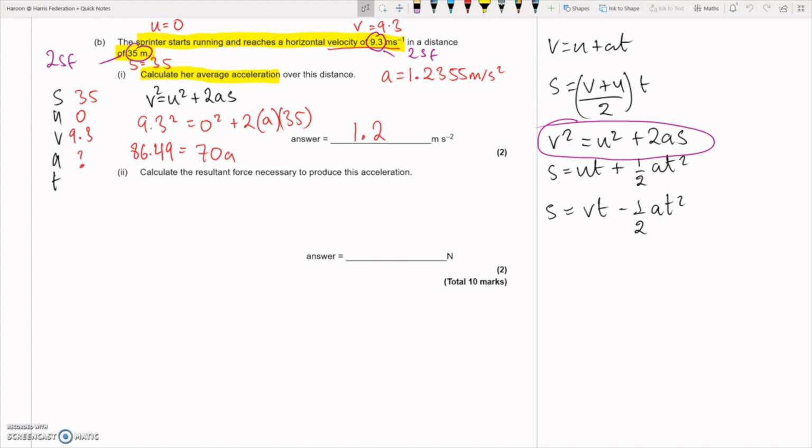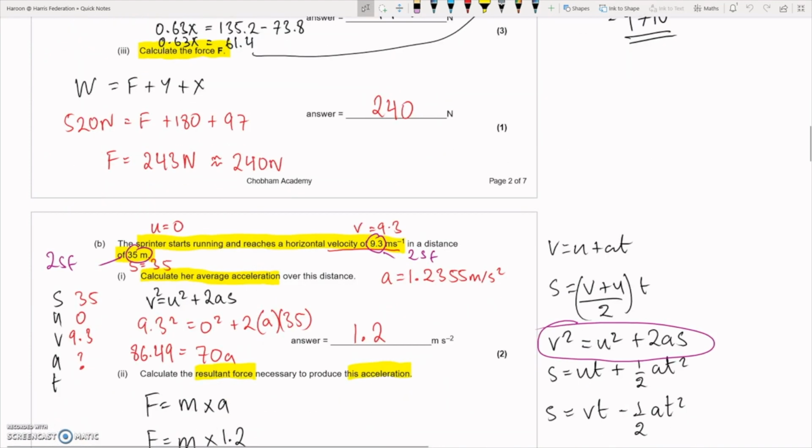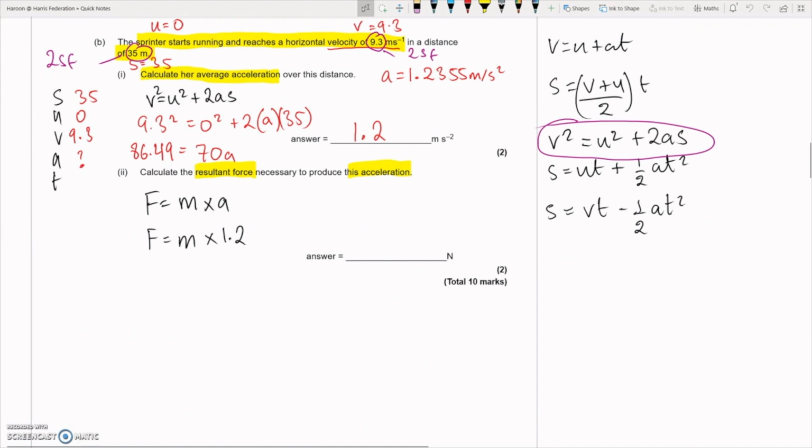Then it says calculate the resultant force necessary to produce this acceleration. So I'll go back to my basics. In year 7 we learnt force is equal to mass times acceleration. I don't know my force. I know my acceleration is 1.2, and mass I can calculate because I initially found out in the question that her weight was 520 newtons, and we know that weight is equal to mass times gravity. So 520 is equal to m times 9.81.